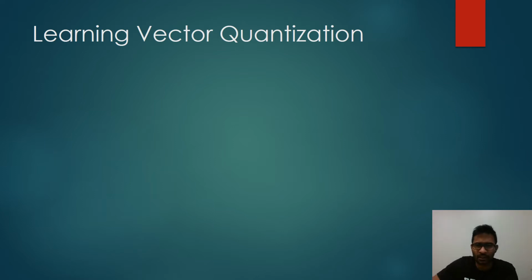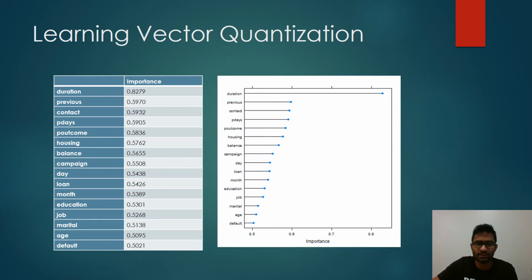After that, I calculated the feature importance and came up with this graph. You can see that duration has the highest importance. This makes sense: the longer the customer talks, the more interested the customer is.